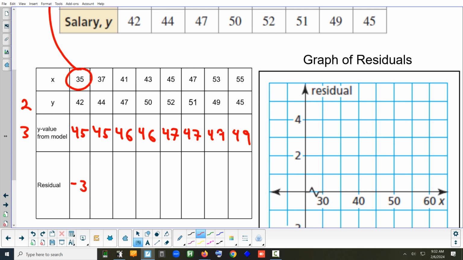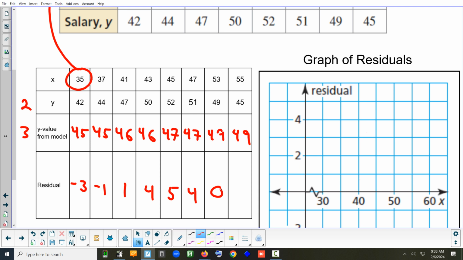How about the next one? What's 44 minus 45? Negative 1. That means our actual data was 1 unit below the model. 47 minus 46? 1. 50 minus 46? 4. 52 minus 47? 5. Ooh, this is not good. We're too far away. These residuals are getting high. What's 51 minus 47? 4. 49 minus 49? 0. Well, that was a good one.